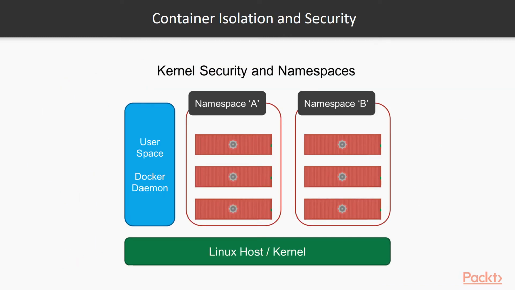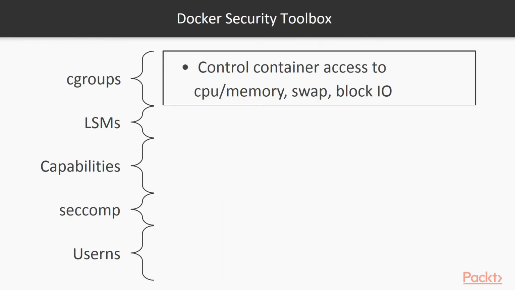Namespaces provide the first and most straightforward form of isolation. Processes running within a container cannot see, and even less affect, processes running in another container or in the host system. Each container also gets its own network stack, meaning that a container doesn't get privileged access to the sockets or interfaces of another container. Cgroups control container access to CPU, memory, swap, and block I/O.